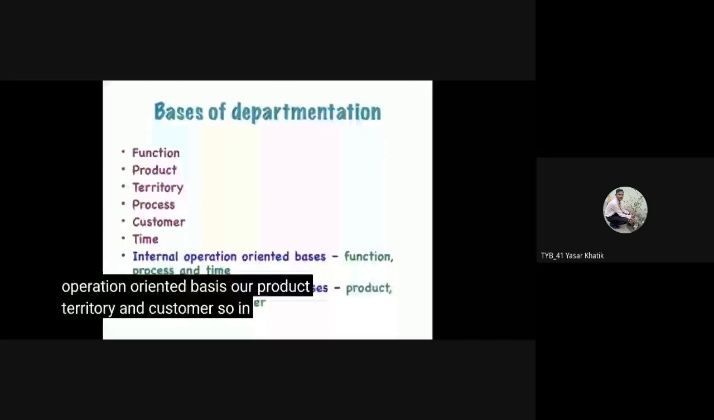So now you can see, as per the internal operation oriented basis and external operation oriented basis, they are making some departmentation group wise. So internal means whatever we do inside the company, there we can divide by functions, process and time based departmentation. As for the external, we can make it as product, territory and customer. Okay, so this is the internal and external operation oriented basis departmentation.